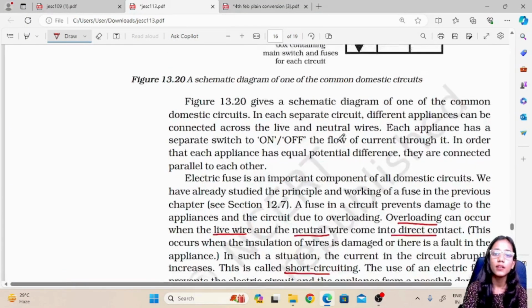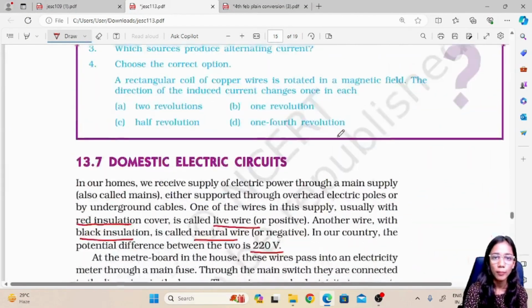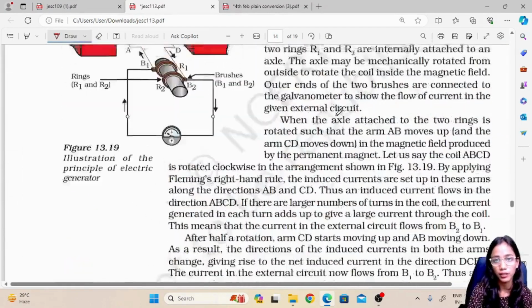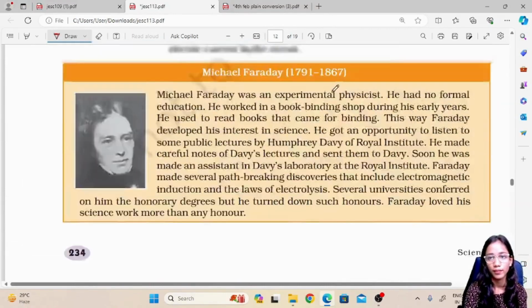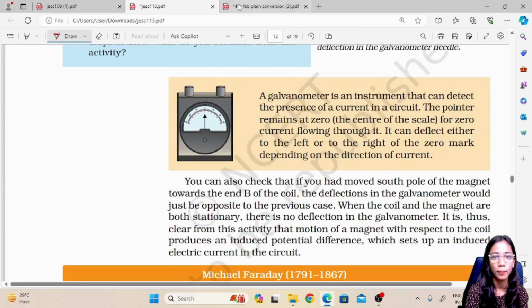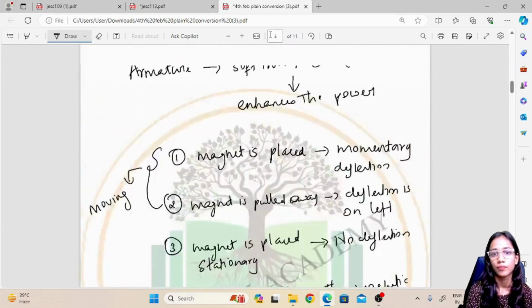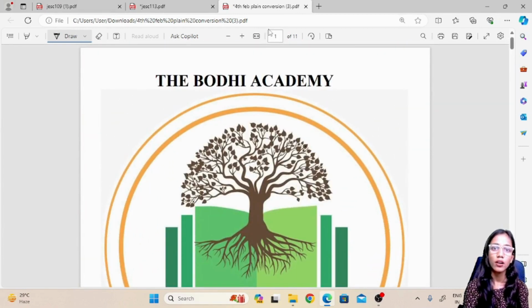Okay, so here we end with this chapter, magnetic effects of electric current. We saw many important concepts in this chapter. Very important parts from the exam point of view are the electric motor, working of electric motor, working of electric generator, then the magnetic field lines, solenoid, and domestic electrical appliances.